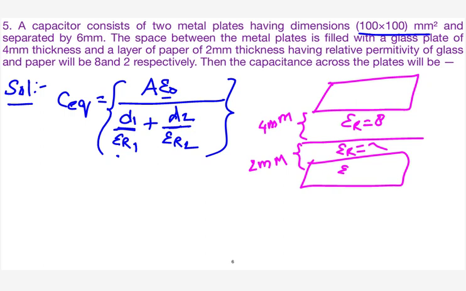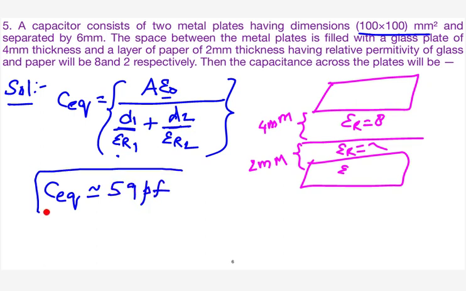So I was giving an assignment. You can verify straight away. I was writing the answer here. Please cross check it after that. You are going to get a value of 59 picofarads roughly. So you can verify it later.